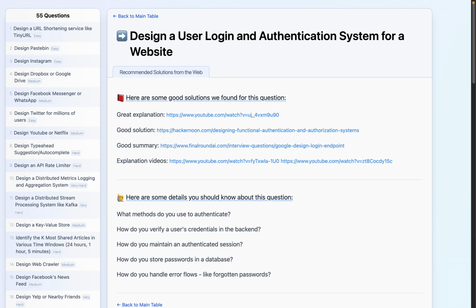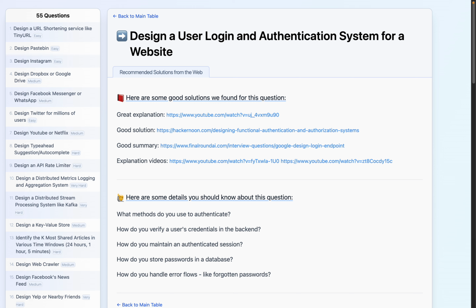Let's see how we can design a user login and authentication system for our website. So first, what are the requirements? We need to be able to register, we need to be able to log in, we need to manage the session, we need to handle password recovery, we need to have some access control, we need to have an audit trail, and we need to be performant as well.